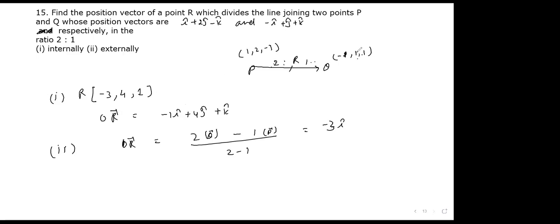And 2 times 1 plus 2, 4. 2 times 1 minus 1, 1. Yes. This time, 2 times minus 1 and minus 1 is minus 3i cap. 2 and minus 2, 0j cap. 2 plus 1, 3k cap. So minus 3i cap plus 3k cap.